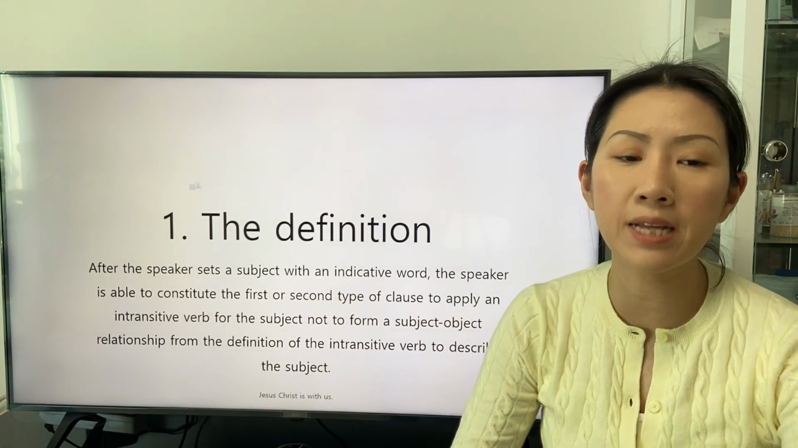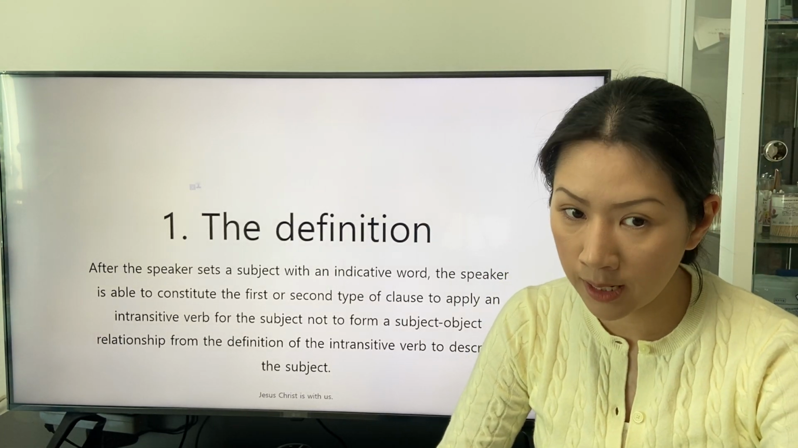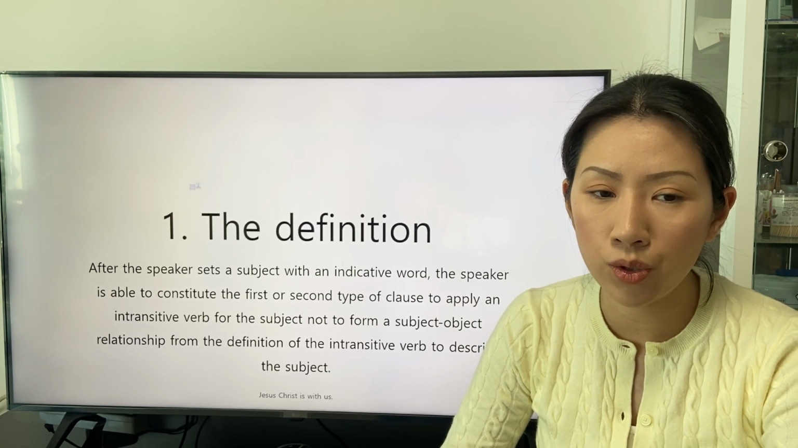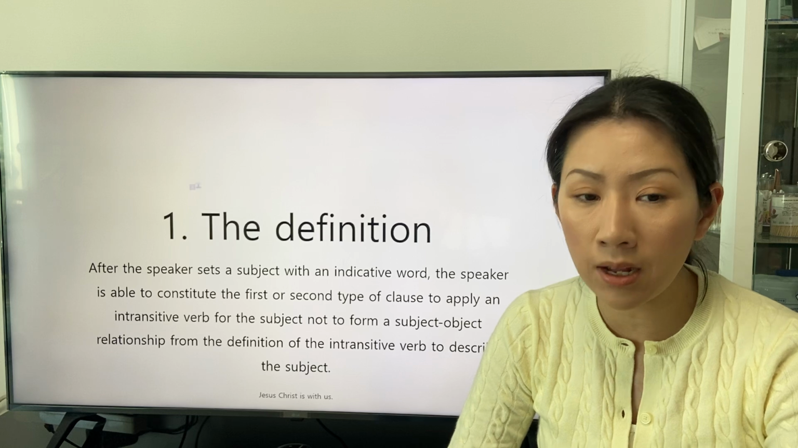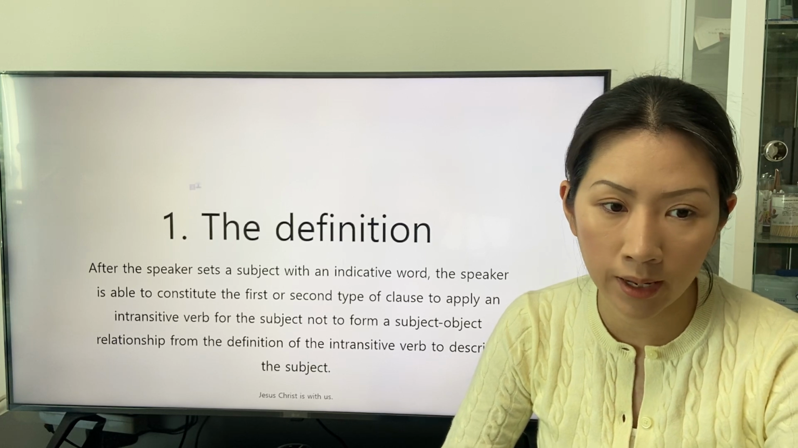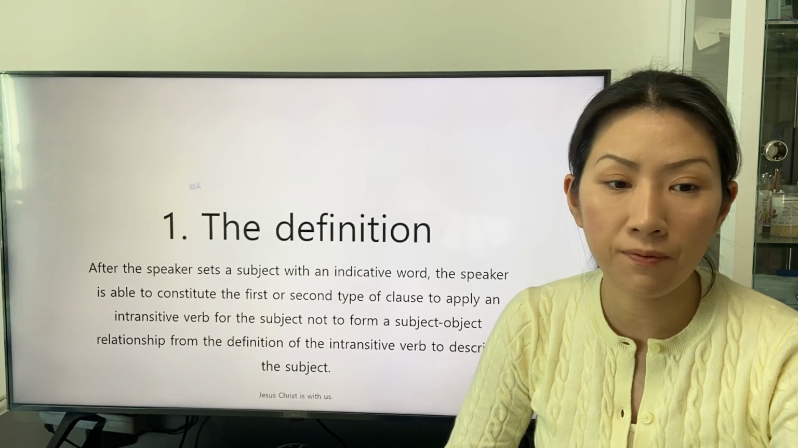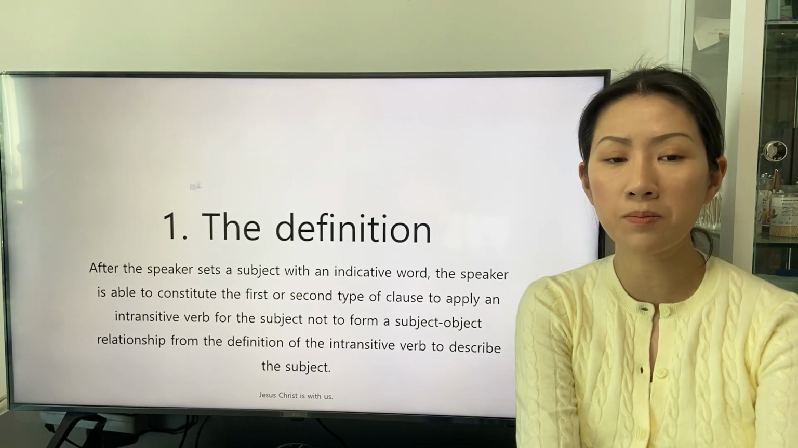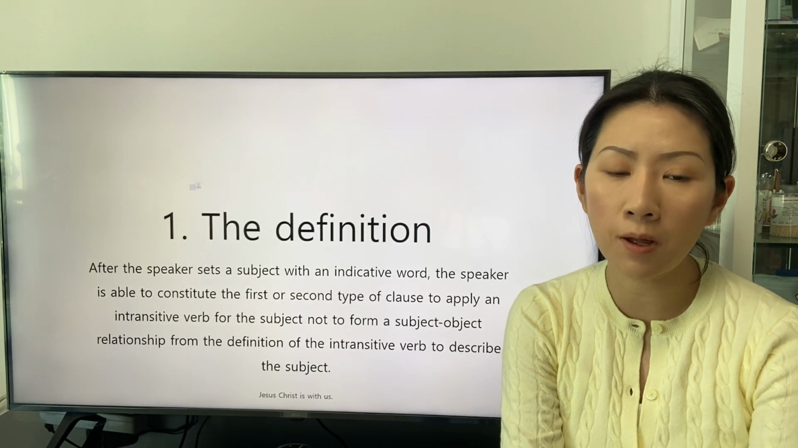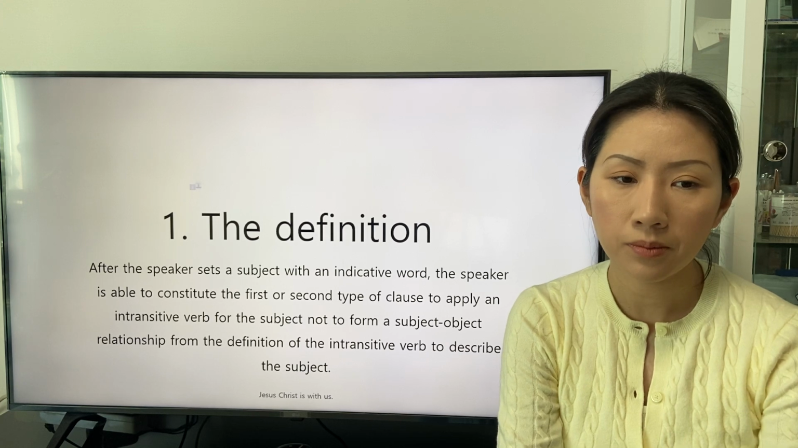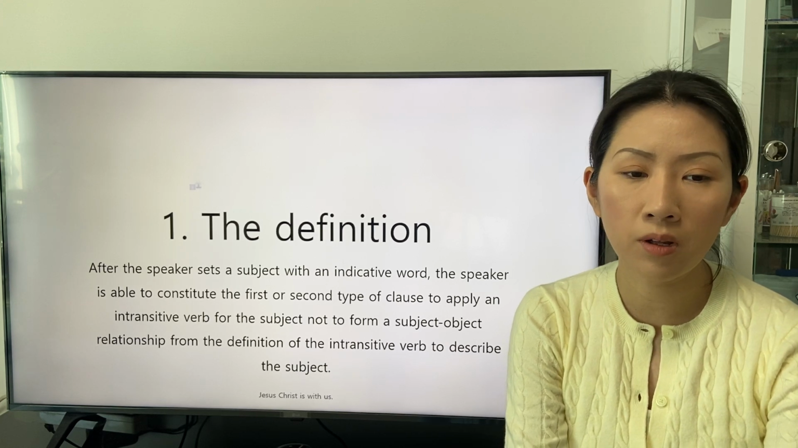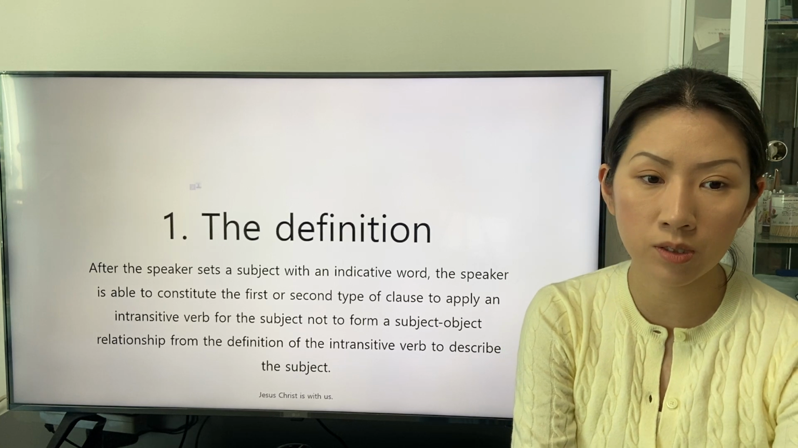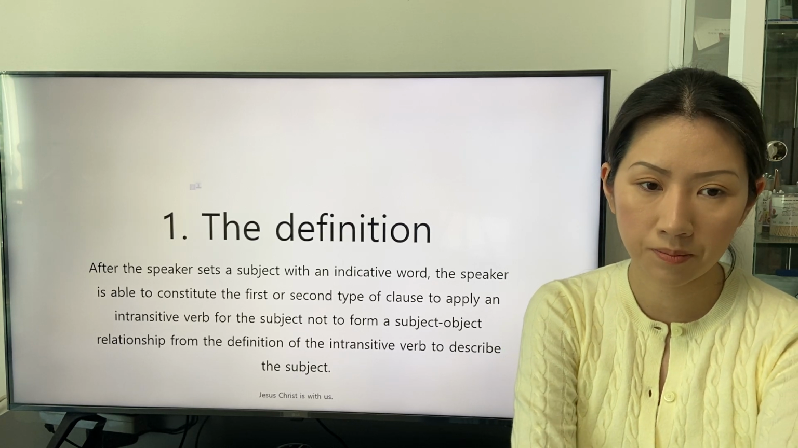After the speaker sets a subject with an indicative word, the speaker is able to constitute the first or second type of clause to apply an intransitive verb for the subject, and the subject does not form a subject-object relationship. From the definition of the intransitive verb to describe the subject.